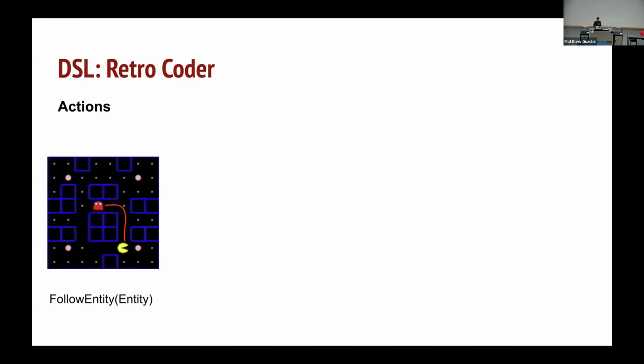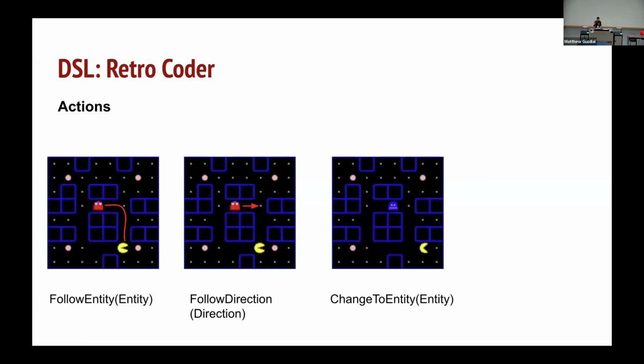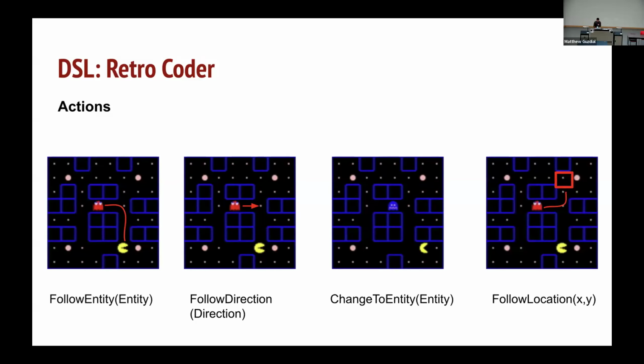Similarly, we also defined some actions. One is follow entity, in which one entity has to follow another entity. In this case, Blinky is following Pac-Man. We have follow direction, in which case Blinky is following a direction, in this case, west. You have change to entity, in which case Blinky changes into a ghost or anything, right? Any entity can change into some other entity from the dictionary. And finally, follow some random location.